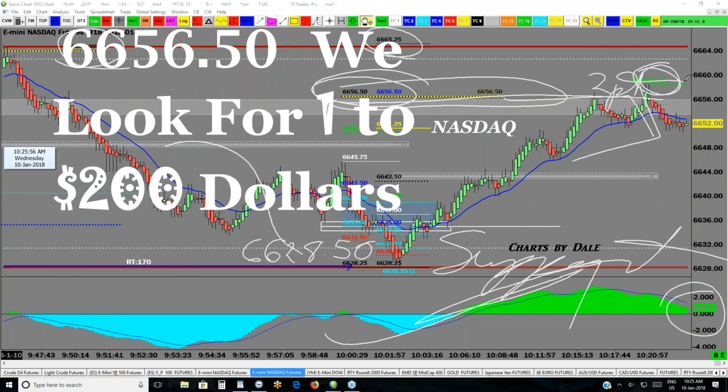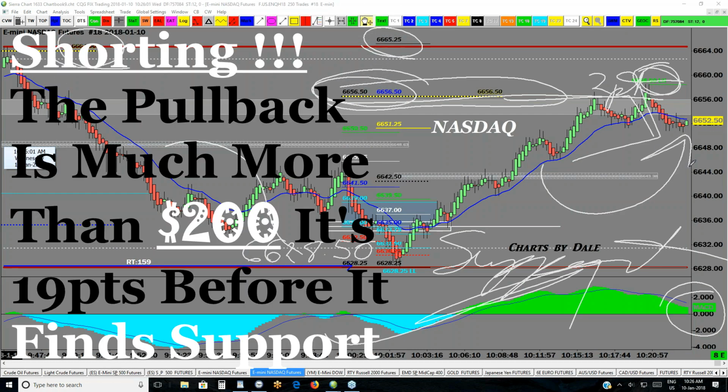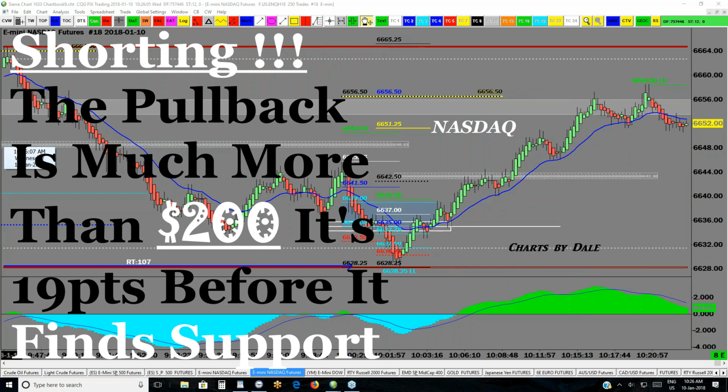Your offside would be 2 points. How much are you looking for? 100 to 200, and then continuation. So continuation is what we look for. All right, hope that's clear. I know it's a little messy, it's a little rushed. You're looking for the MACD not to go through zero.